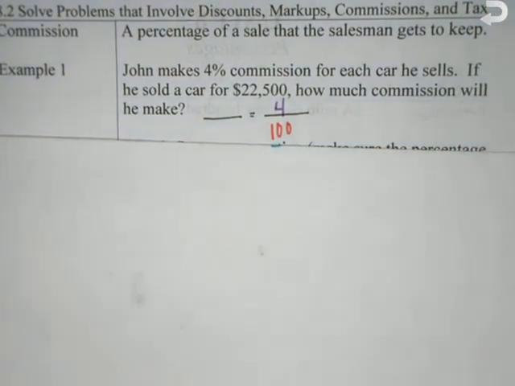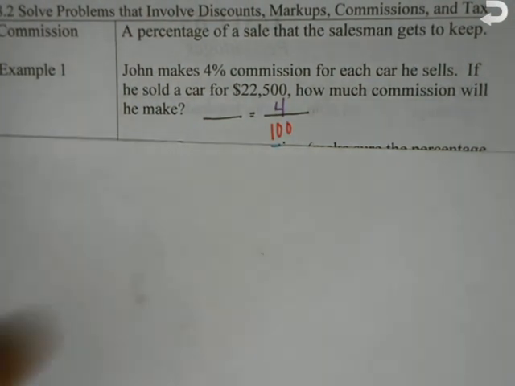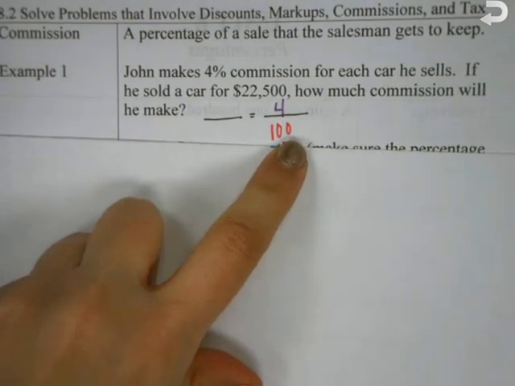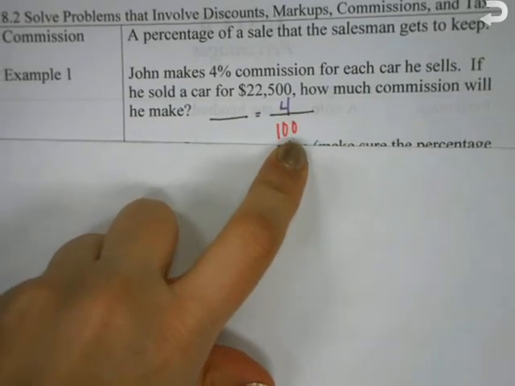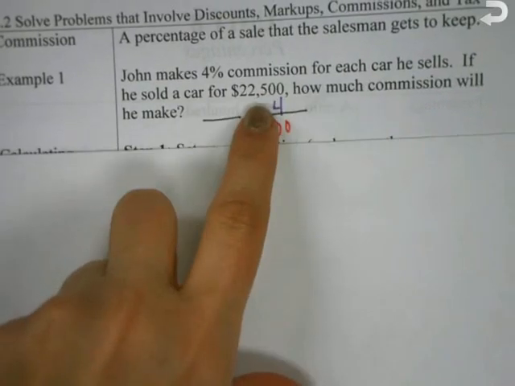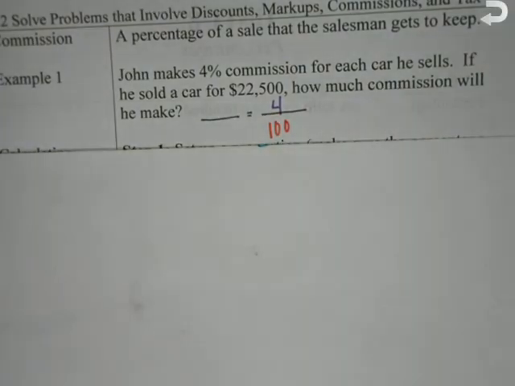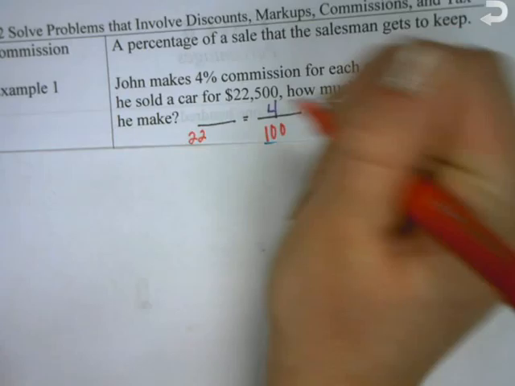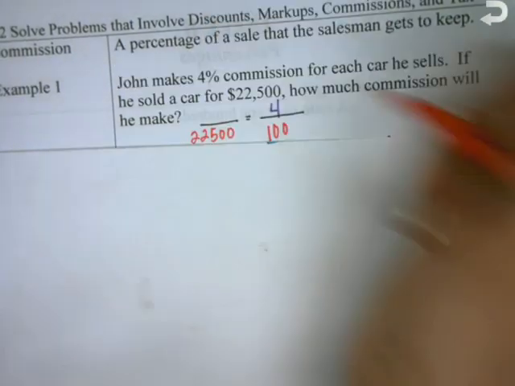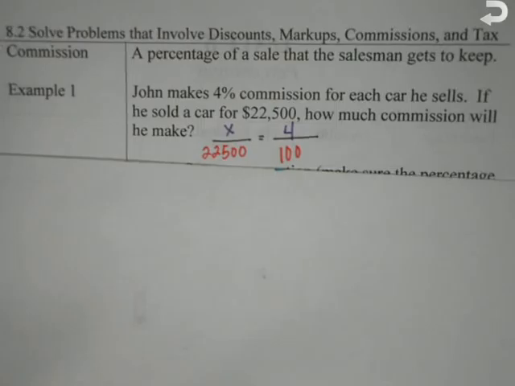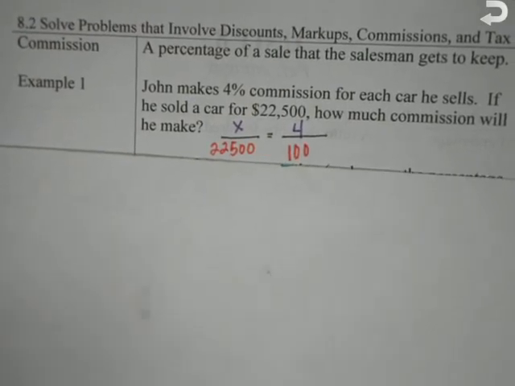Now what's the whole here? This proportion is part of the whole. The whole is 100. And we know that he sold a car for $22,500. Is that the percentage, or is that the whole thing? That's the whole thing. So that's going to go on the bottom, $22,500. So what goes on top of that? X. Okay, and then what do we do from here? Very good. We cross multiply.